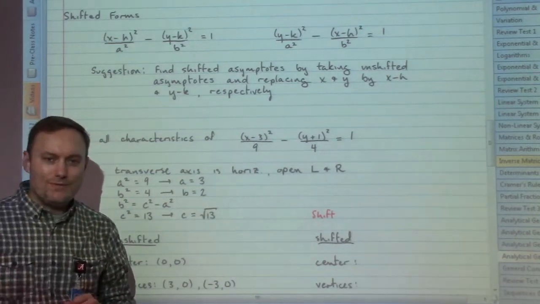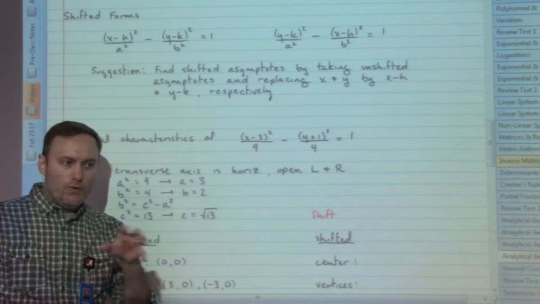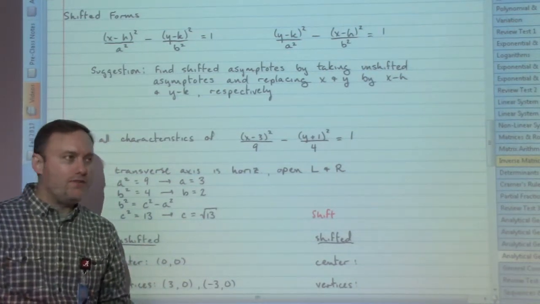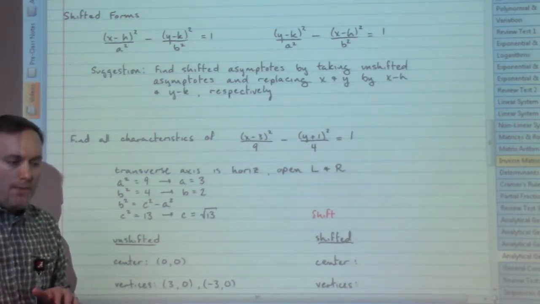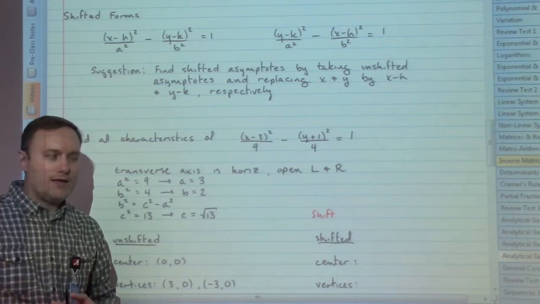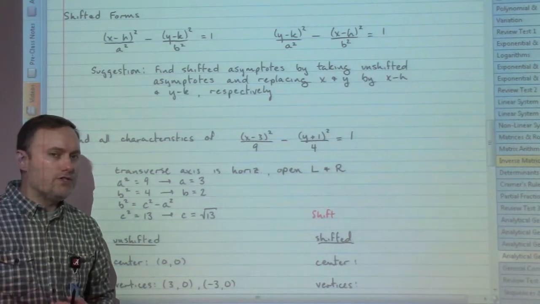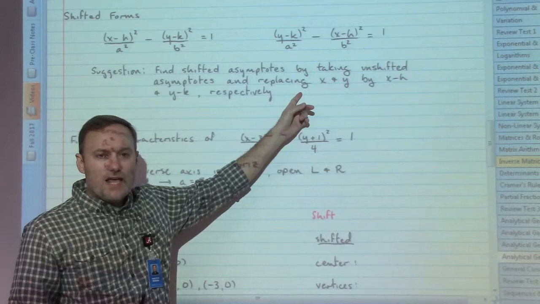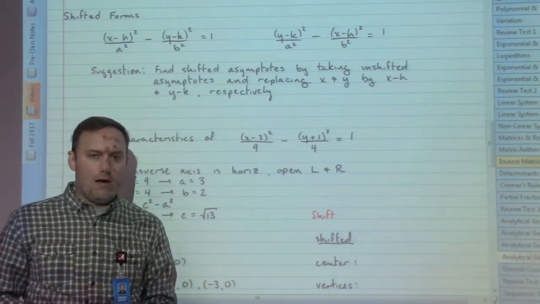The asymptotes. These are new and different. We haven't seen those before with any of our other shapes. So when we do the shifting, my suggestion to you is this, that when you come up with the basic version, whether it's the Y equals B over A X or the X equals B over A Y, once you come up with your unshifted version, replace your X with the X minus H, replace your Y with the Y minus K, and work from there.